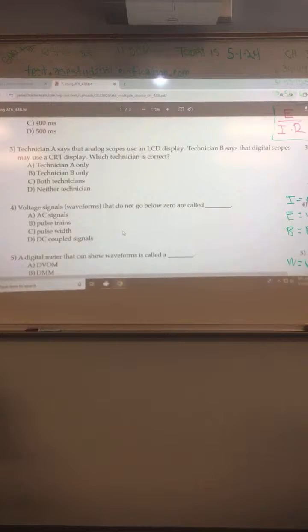They're both flipped. They're both wrong. You got it backwards? Yeah. Analog is CRT, and digital is LCD. No. A digital scope can use CRT.